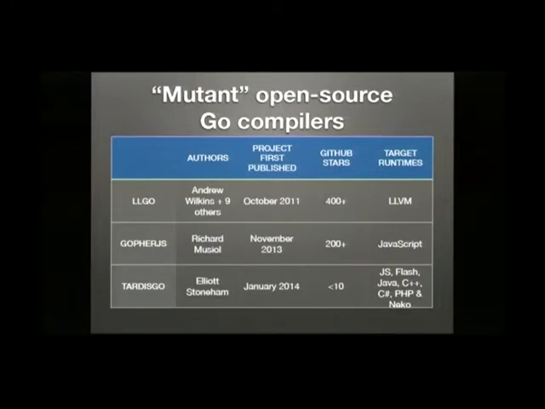Going on to my main topic, the mutant Go compilers. There are three. LLGo targets the LLVM architecture, written largely by Andrew, who is in Australia at the moment, sadly. Go4JS, though, targets JavaScript, and it's written by Richard. Would you stand up, Richard, just so everyone sees? So if you've got any questions, I'd be very grateful if you'd ask him.